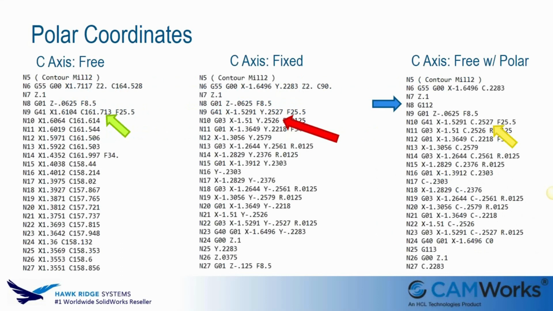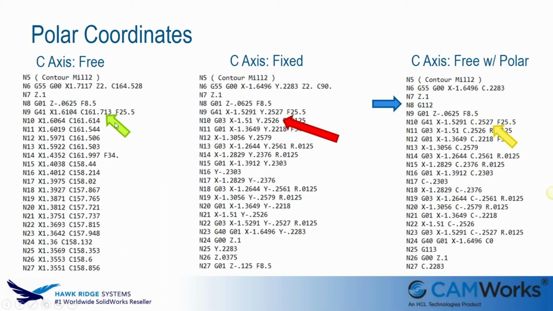So I've just posted out some code of the contour mill operation for the C-axis, the one that we just looked at for the slots on the back of the face there. When we're using just C-axis set to free, you'll see that we get a bunch of X and C moves. When we use fixed, you'll see that we're using X and Y, as I previously mentioned. But when we're using C-axis free with polar, you'll still get the X and C moves because you're using free. But you'll notice there's a difference between the values.